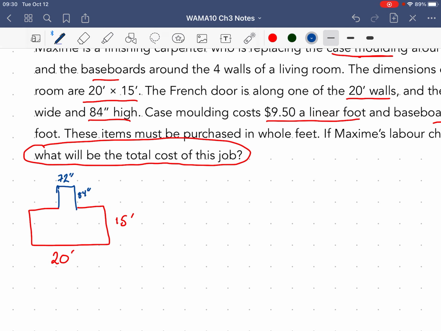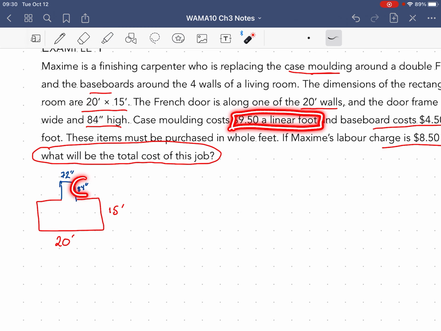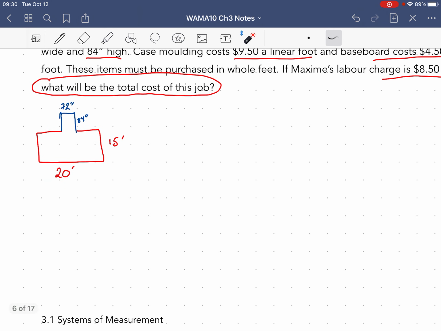Now, first thing, everything's done in linear feet here, right? The case molding around the door, which is in blue, the case molding around the door, which is right here, is measured in linear feet, right? Case molding is $9.50 a linear foot. So these measurements need to be in feet. The baseboard is going to go around this, and these are also measured in feet. Okay, first thing I want to do is I want to convert everything to feet.